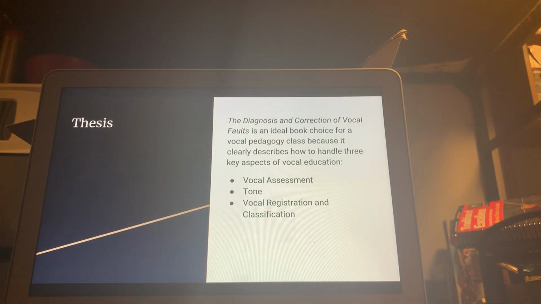So, I believe this book is an ideal choice for a vocal class because it clearly describes how to handle three aspects of vocal education: assessing the student's vocal capabilities, their tone, and then their registration and classification.